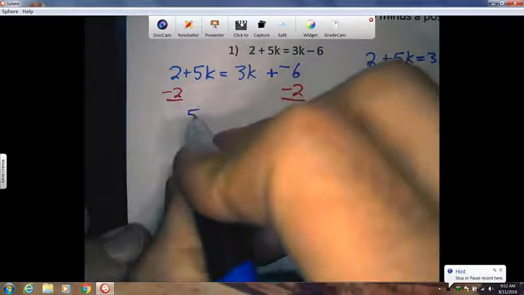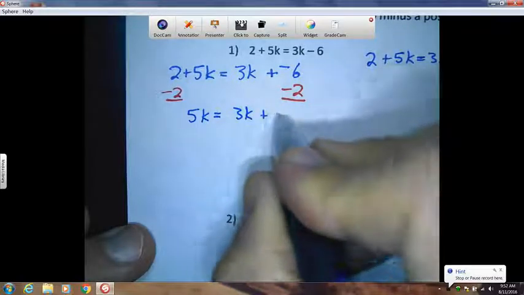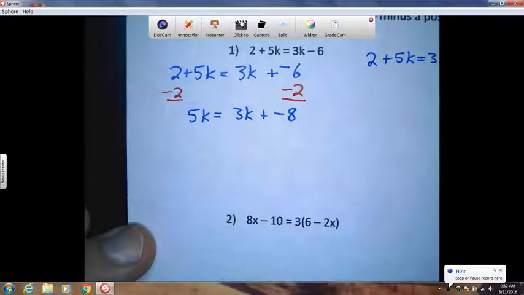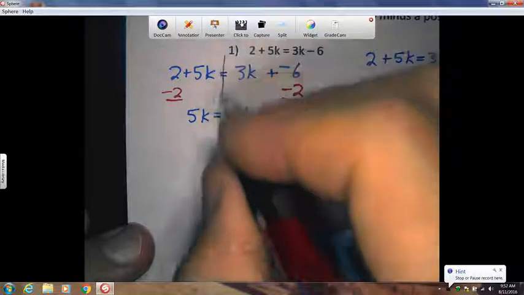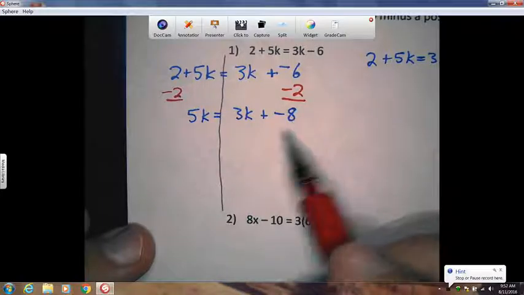So I have 5k is equal to 3k plus negative 8. So negative 6 minus 2. Also, when you do this, make sure you work in a straight line. Keep your equal sign lined up, so that way you know what you're doing. Okay, so now I have all my whole numbers on the right side.